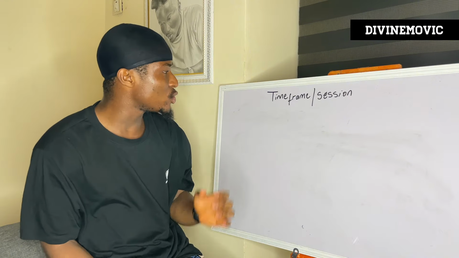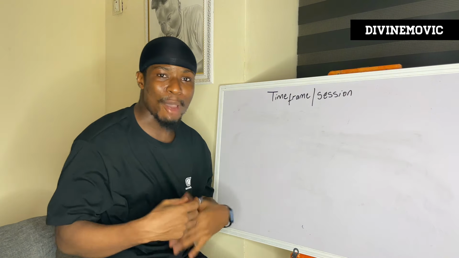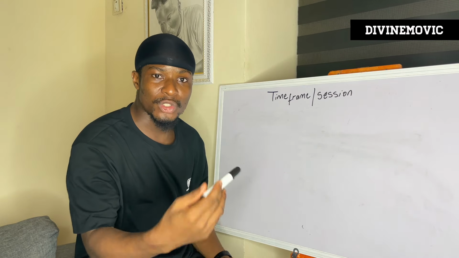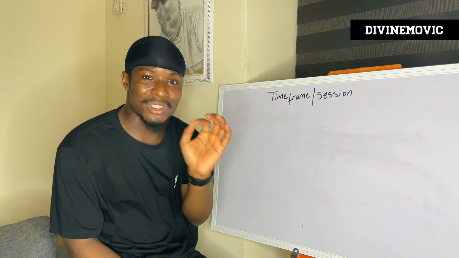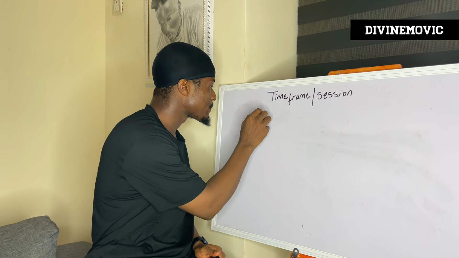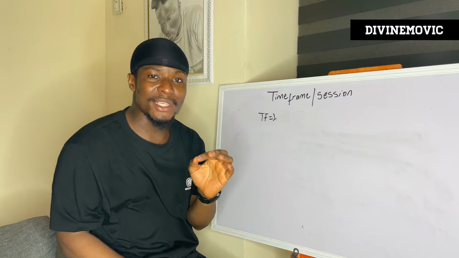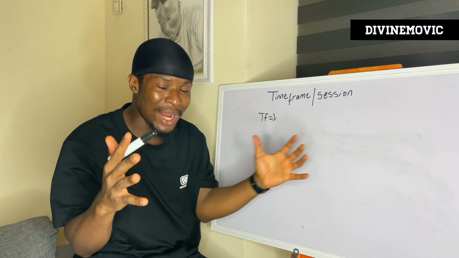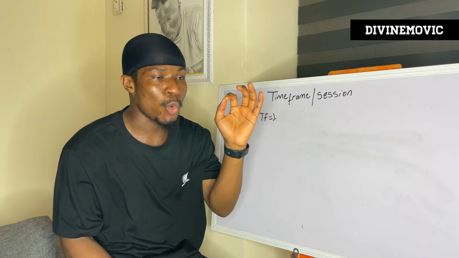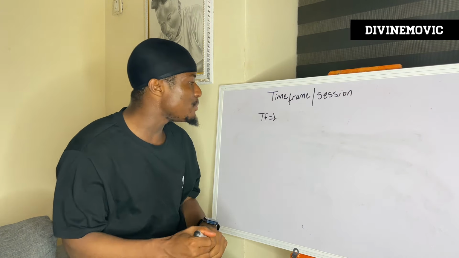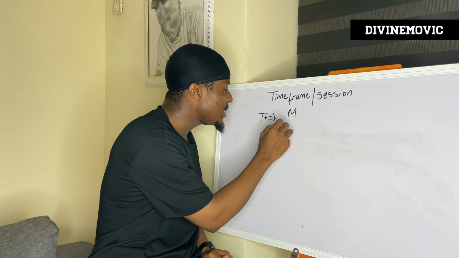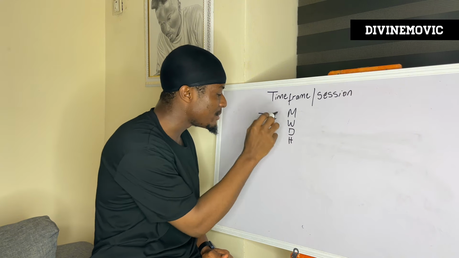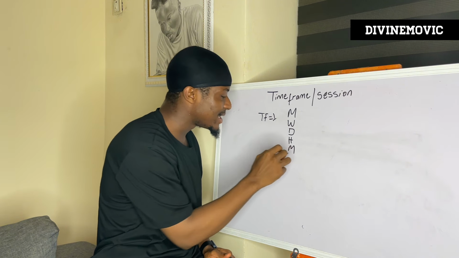Now, today's video is basically going to be about time frame and session. I'm going to be explaining to you the best time frame to trade on and as well the best session to trade on. First, let's start with time frame. A time frame is simply a specific period of time that you want to analyze the market. That means a particular period of time that you want to say, I'm going to analyze what's happening in the current market. And it can be a monthly time frame, a weekly time frame, a daily time frame, an hourly time frame, and it can be a minute time frame.